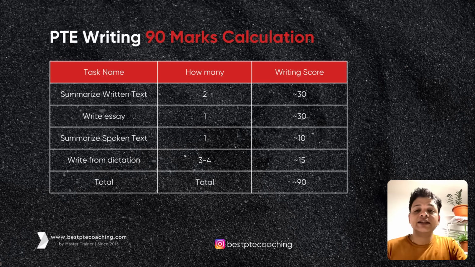So these things: summarize written text, write essay, summarize spoken text, write from dictation. These are the 4 tasks that are responsible for your writing 90 score. On that note, I'll finish writing basics. Let's get into the other one.